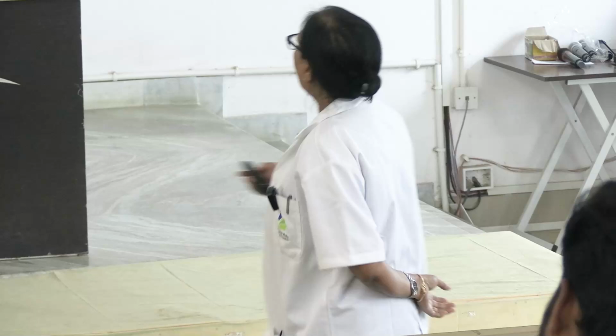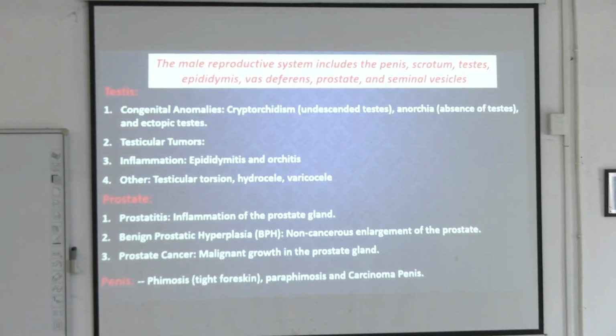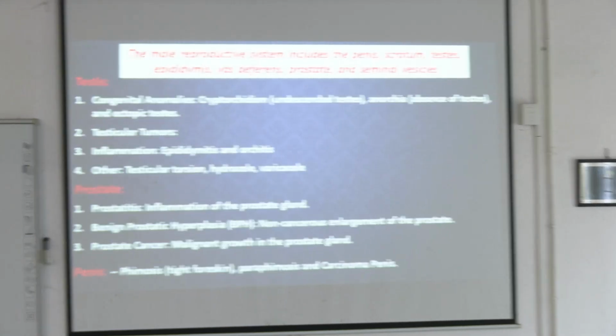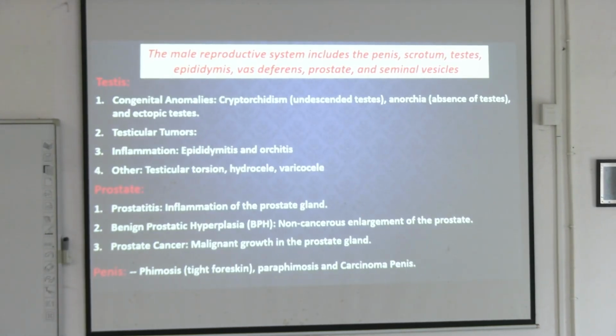Testicular tumor in the male genital system. The male genital system is a reproductive system composed of the testis, epididymis, penis, scrotum, and associated structures: the vas deferens, prostate, and seminal vesicles.